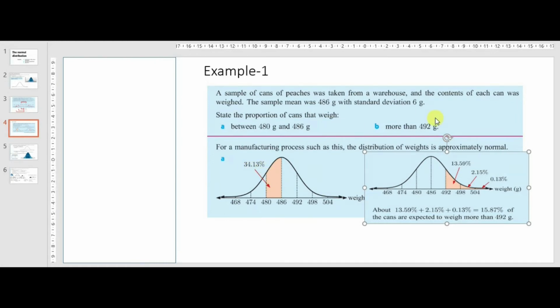Similarly, question B says more than 492. So here you can see 492. Everything to the right of it will be included. Therefore, I will add 13.59, 2.15 and 0.13%, and that gives me 15.87% of the cans are expected to weigh more than 492 grams.